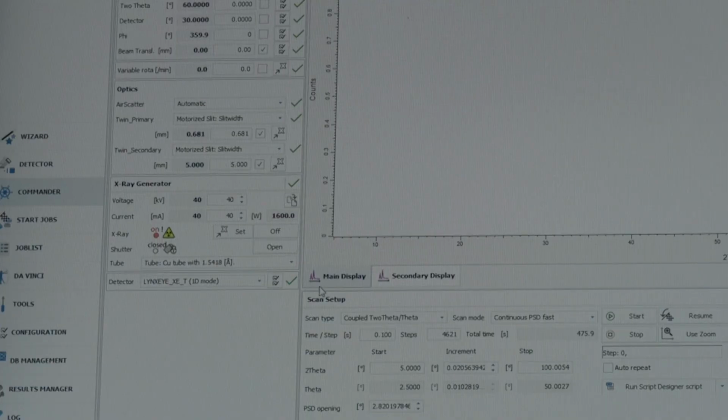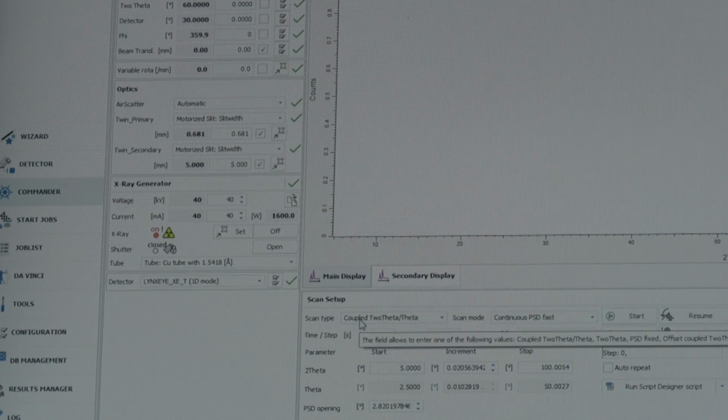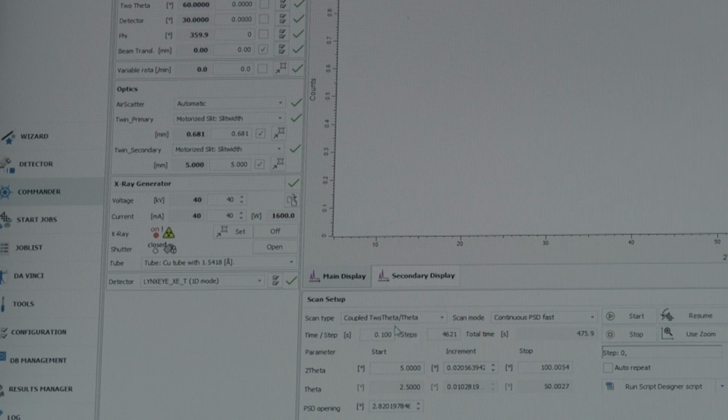On the right hand side, we have the setup of the analysis parameters where the scan type has been set to coupled theta-2theta. The source and detector will move simultaneously. The time taken for measurement at each step has been set to 0.1 seconds. The total steps according to the 2 theta values are around 4600 and it will take around 475 seconds to complete the measurement.